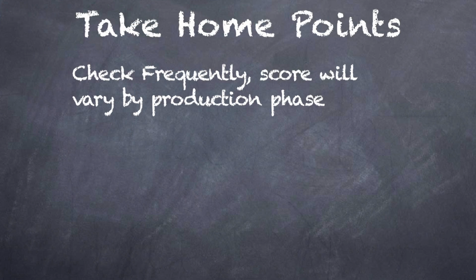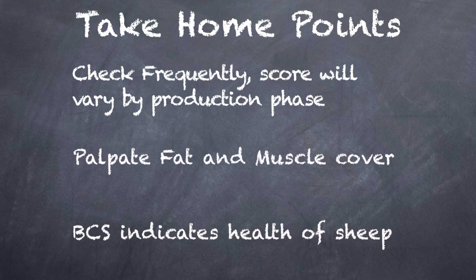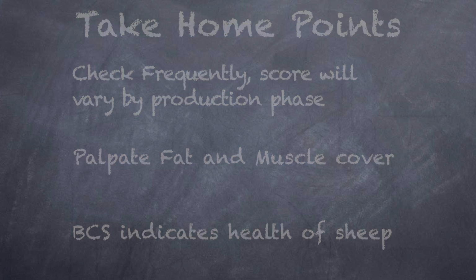Some important takeaways from this are to check body condition frequently and understand that although 3 is a good average, score will vary by production phase. Palpation of fat and muscle cover is important to finding score because wool can be deceptive. Body condition score can indicate the health of the sheep, which is incredibly useful in your operation.